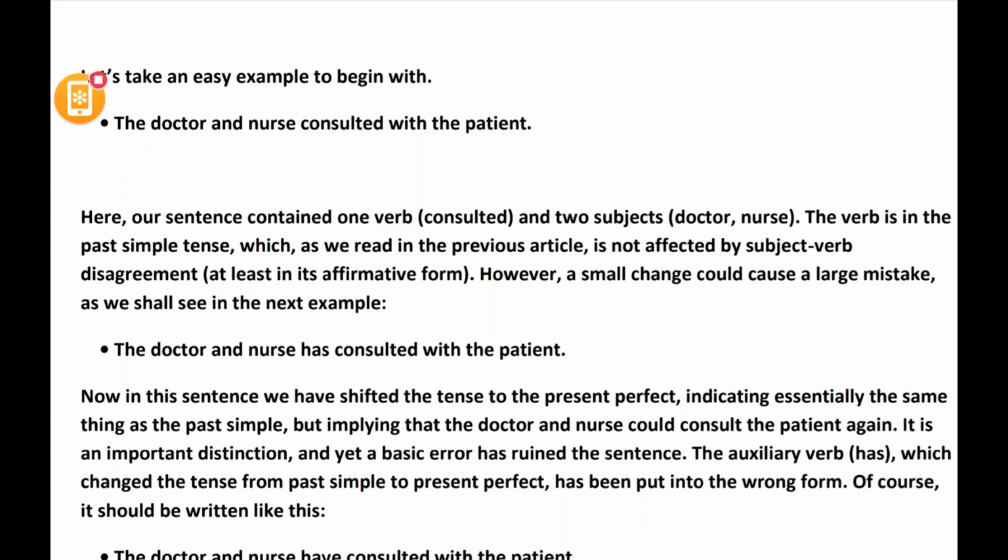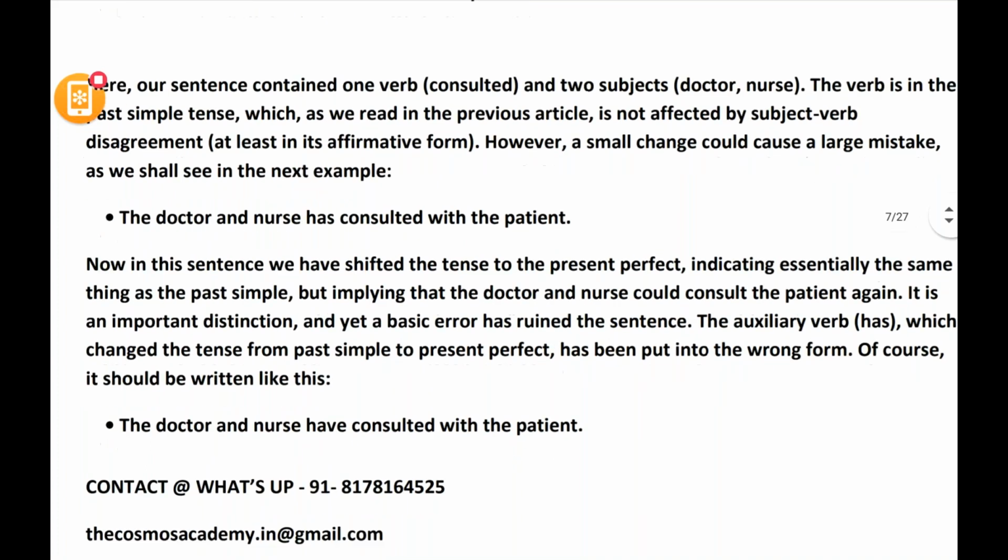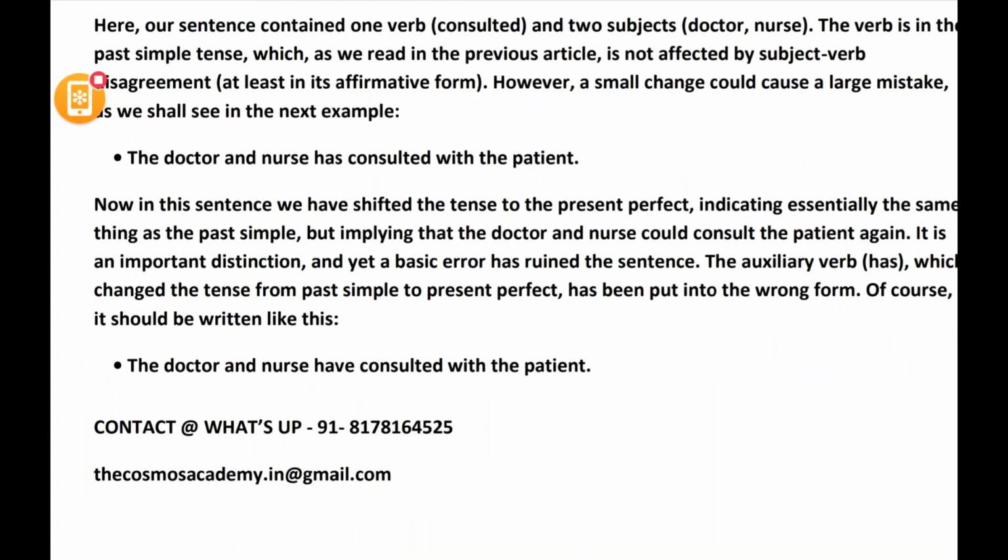Why is it not correct? It has to come, ma'am. How has to come? Doctor and nurse. Both are subjects, so how should it become? Have. Okay. The auxiliary verb is has here. Because of this has, the simple past tense is changed to the present perfect tense, right? But it is wrong. As was rightly said, there are two subjects. It will be have consulted with the patient.